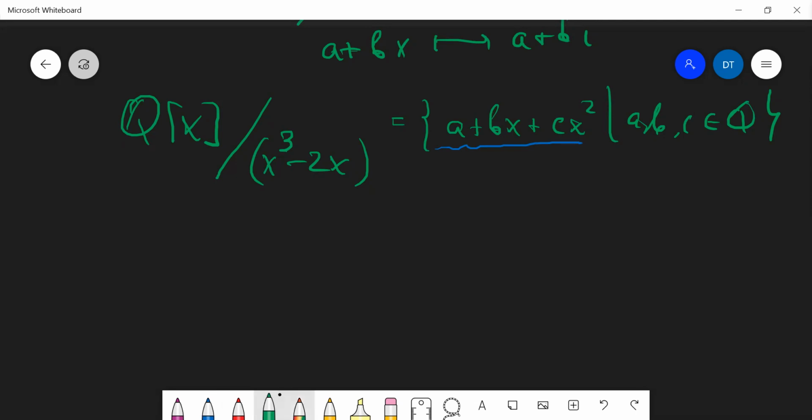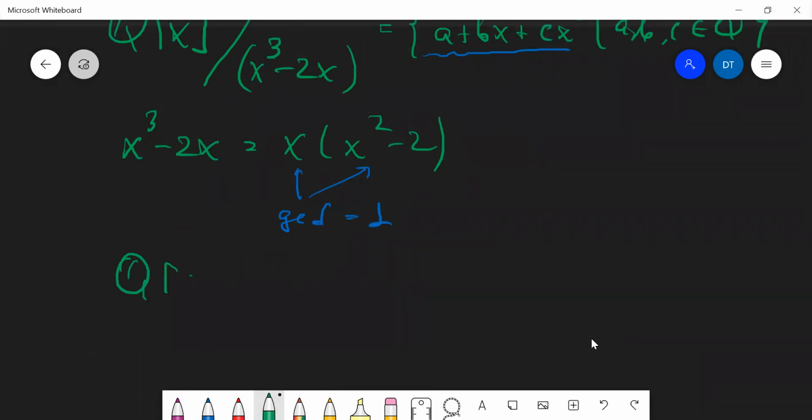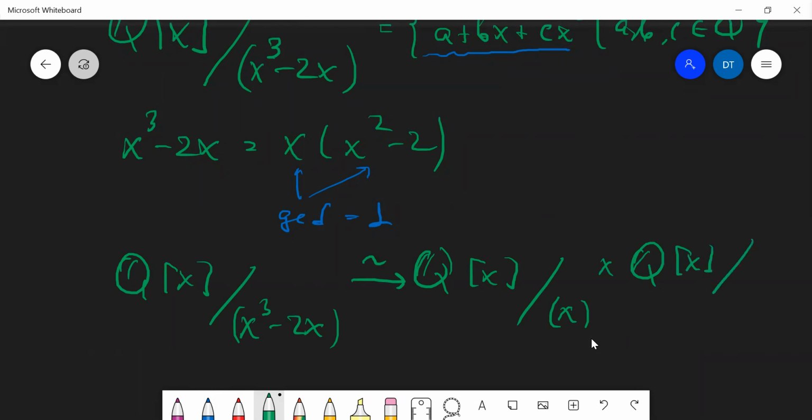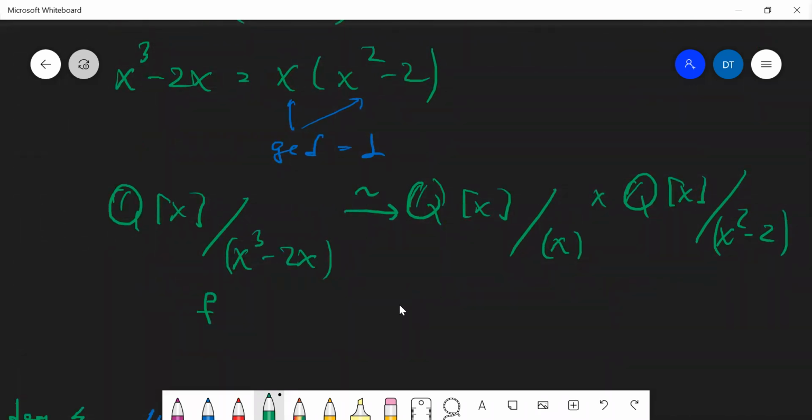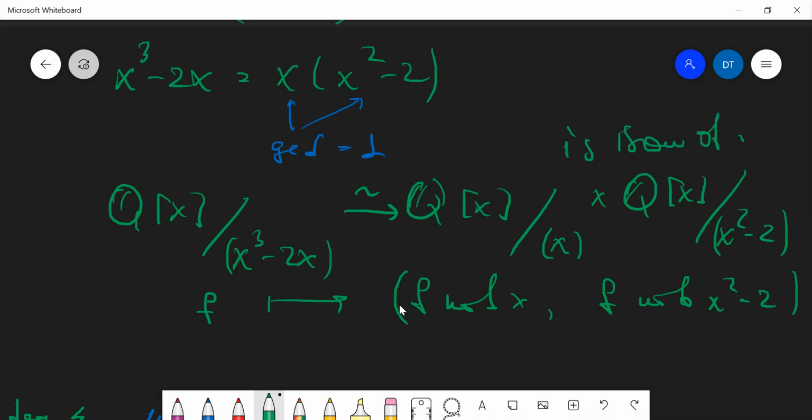Instead, we can use the Chinese remainder theorem for this ring. Indeed, the polynomial x cubed minus 2x is actually a product of two polynomials, x cubed and x squared minus 2. And these two polynomials are co-prime. Their GCD is 1. So by the Chinese remainder theorem, we know that there is an isomorphism like this. And how does it work? It takes a polynomial f here, and it maps it to f modulo x, and f modulo x squared minus 2. And this map is an isomorphism of rings.